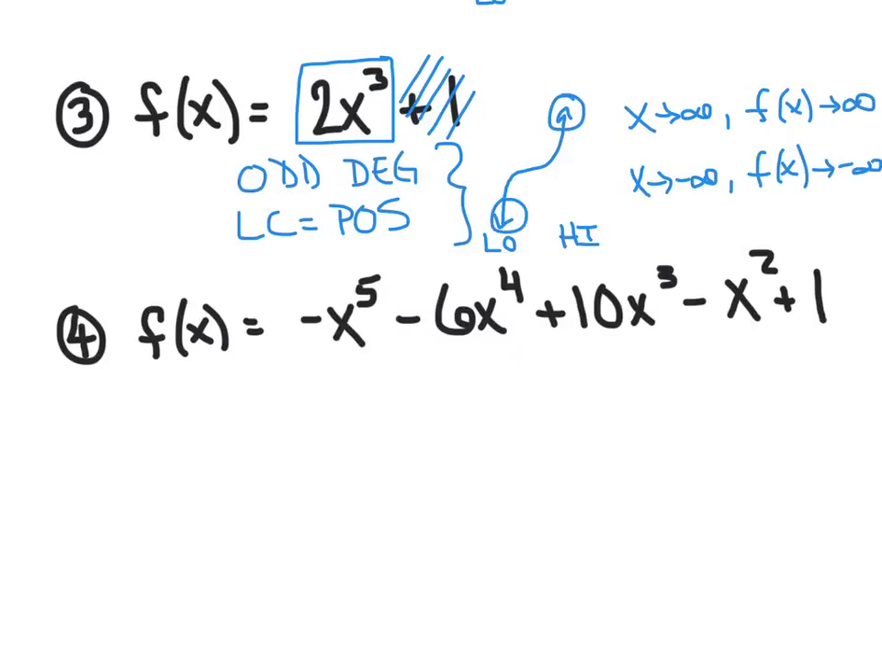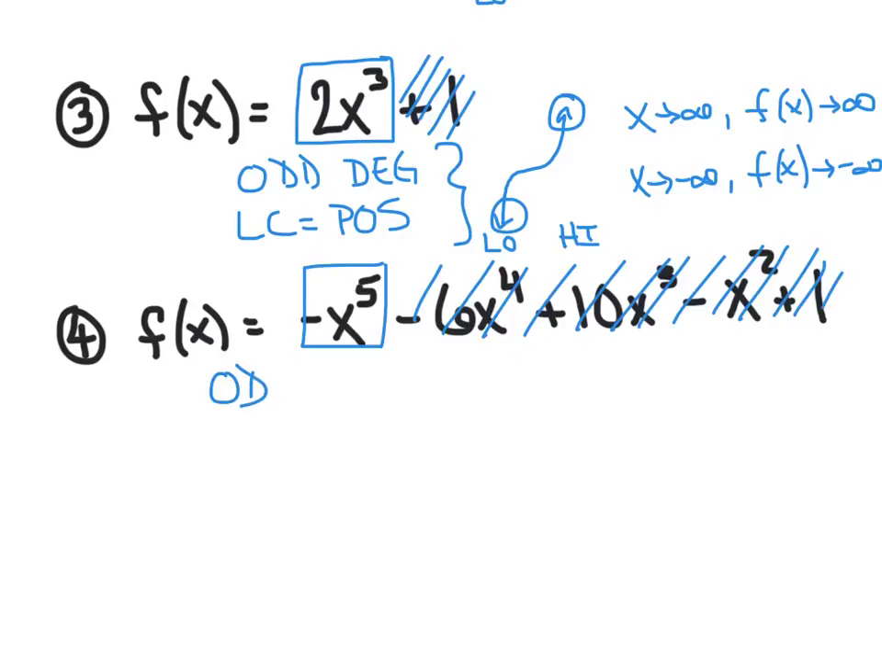Okay, last one. This term right here, ignore everybody else. These are just distractors. They're just going to throw them in to try to throw you off your game. Let's see, we've got an odd degree because it's a 5.